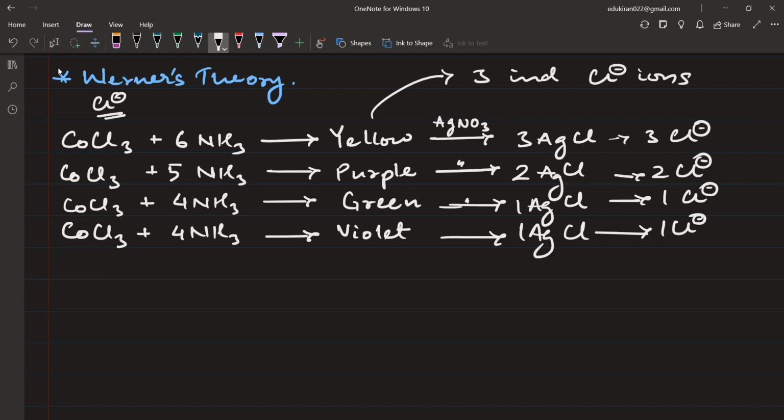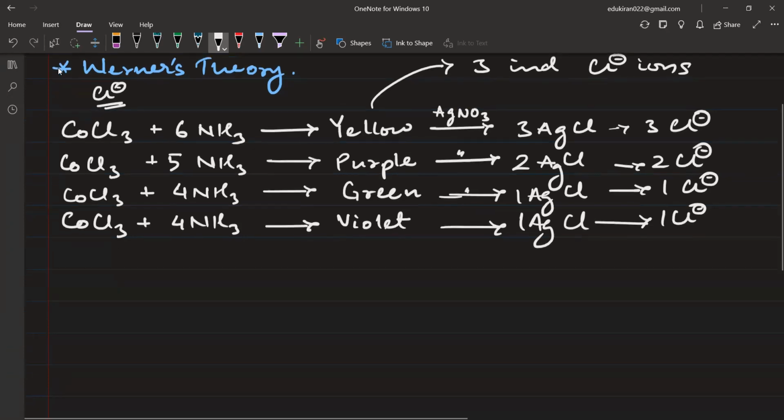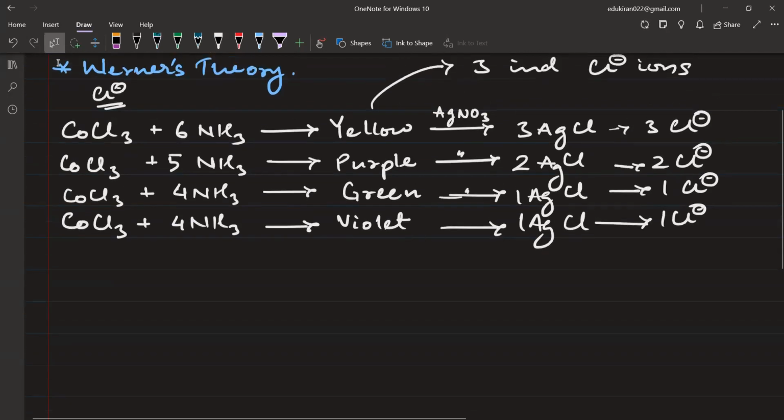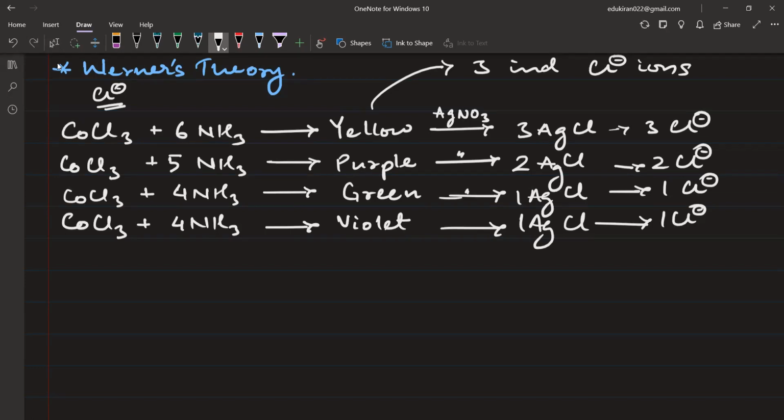Now he said, okay, fine. That means there are different types of valency that can be associated with cobalt. Because if three Cl negatives are independent, all of the ammonia will be bonded to cobalt. All of the ammonia will be bonded to cobalt. And he used to write the formula in this way: Co(NH3)6 Cl3.